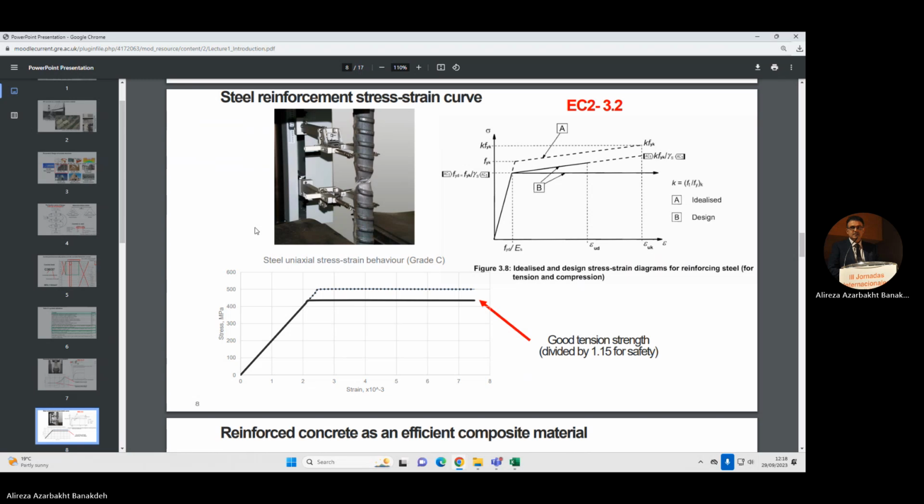Eurocode has the same things for reinforcement. Have you seen something like this in lab, or have you done something like this in lab? Tension, yes. You bring concrete to crash it, you bring reinforcement to the lab to see how much is the strength in tension. So it's just forcing the tension for this reinforcement.